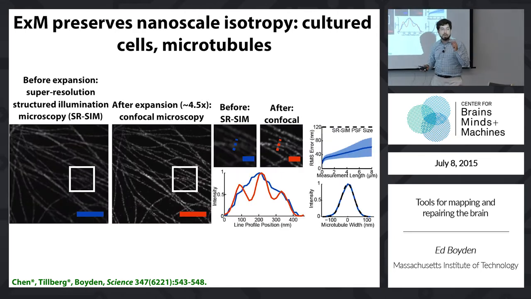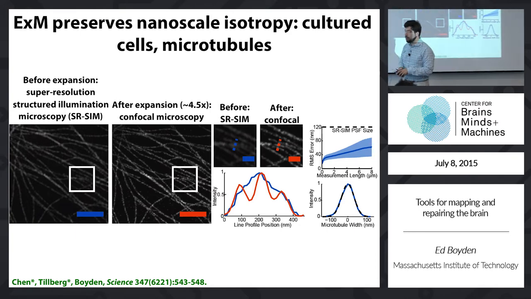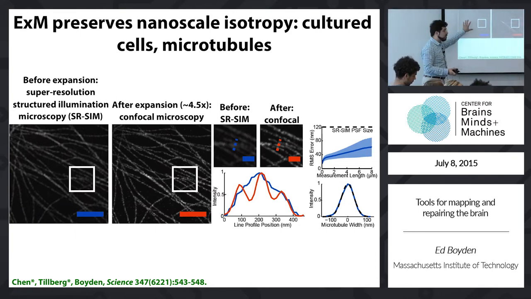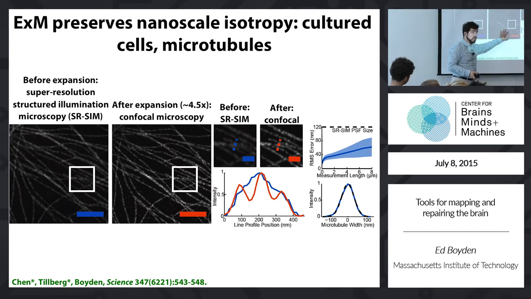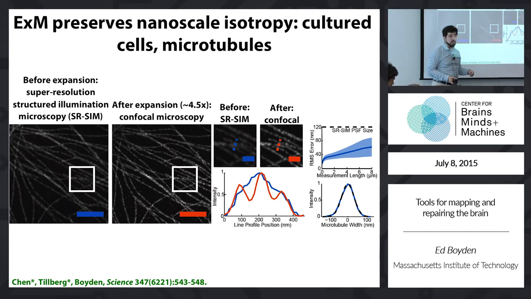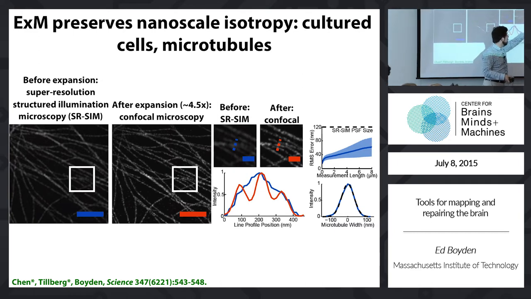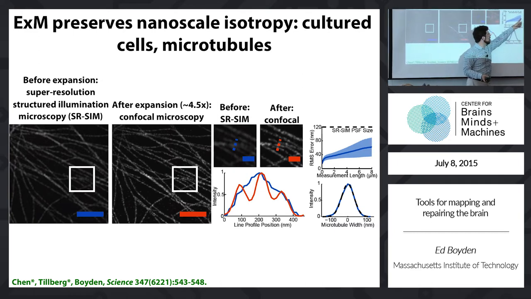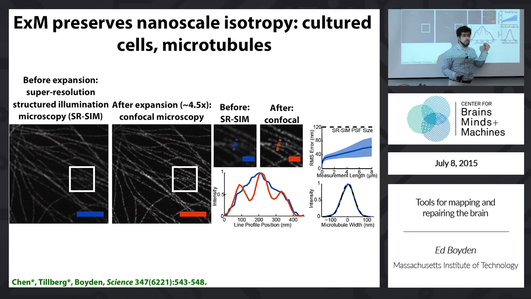Now, what about down to the nanoscale? So to do nanoscale comparisons, we have to take a pre-expansion image using an older super-resolution method. So these, of course, are very slow, but you know, they work. And then after expansion, we take an image on a regular microscope. And then you can actually zoom in and analyze the distortion the same way. So if we calculate the root mean square error as a function of measurement length, we get an error of around 60 nanometers or so.